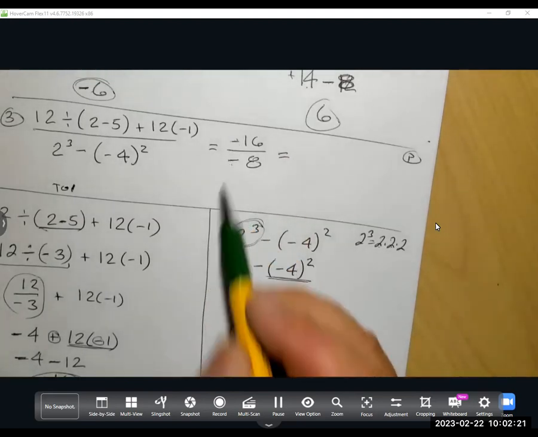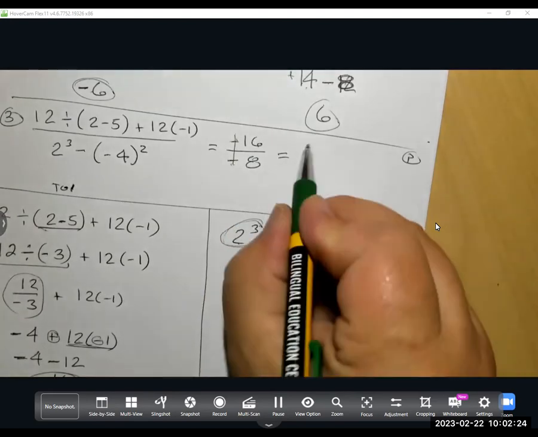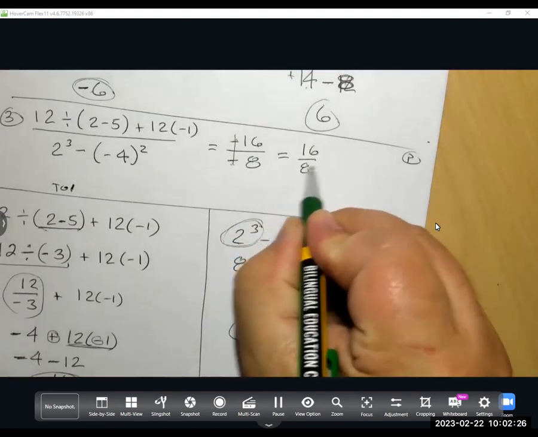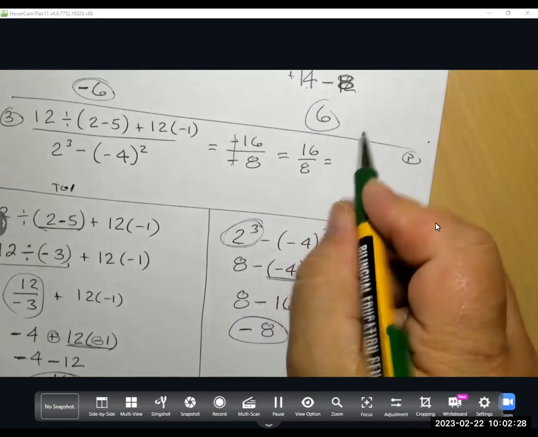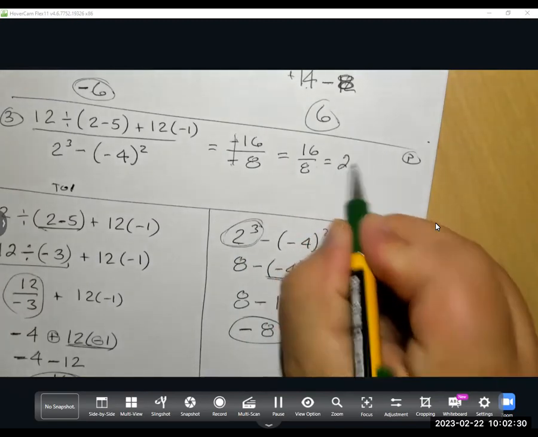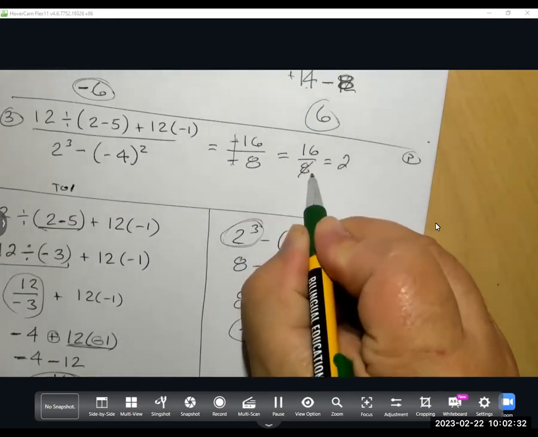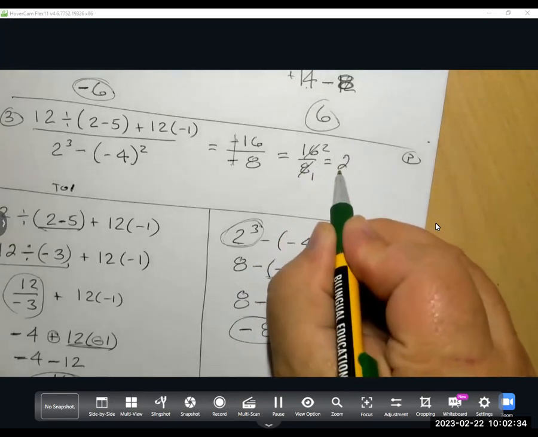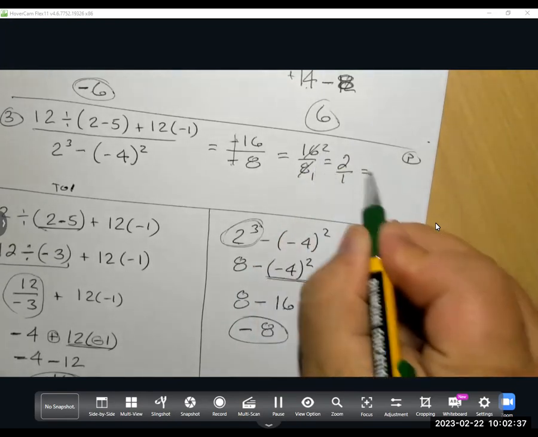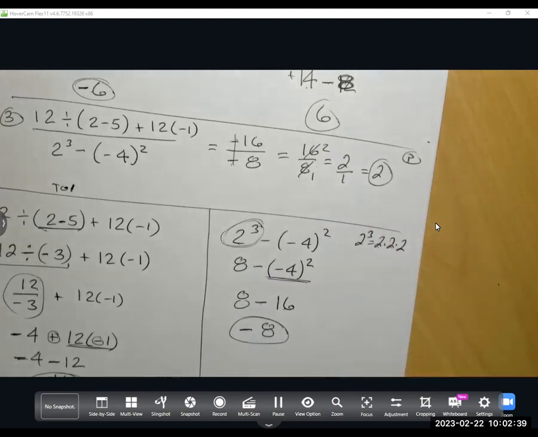The two negatives cancel each other out. So we have 16 divided by 8, which is what? 2. Yes, 8 goes into 8 once, 8 goes into 16 twice. So it's 2 over 1, which is 2. That's your final answer.